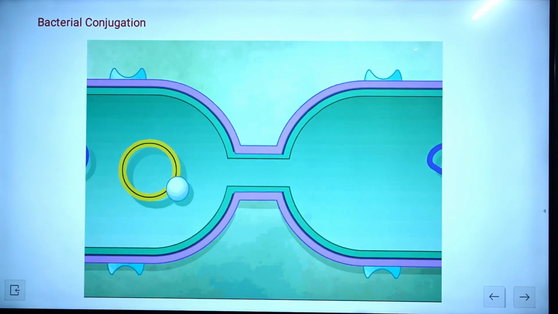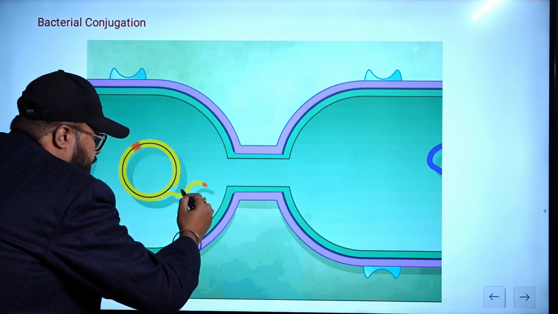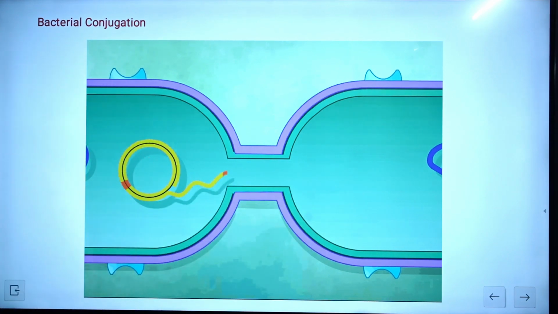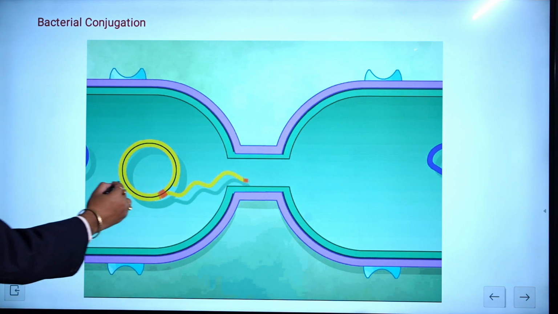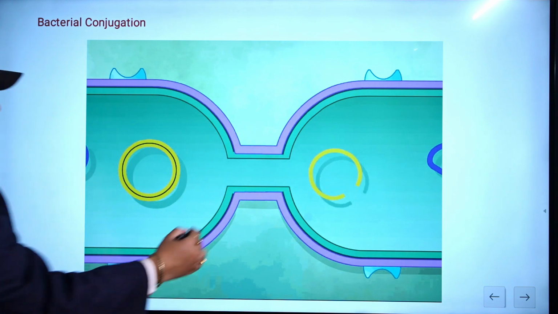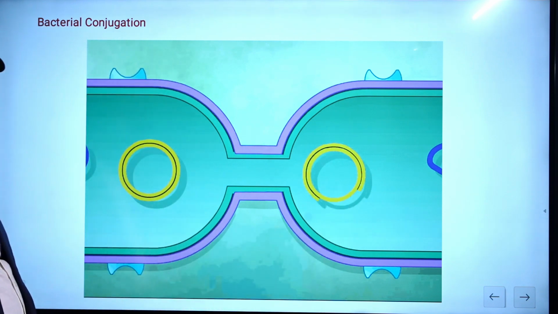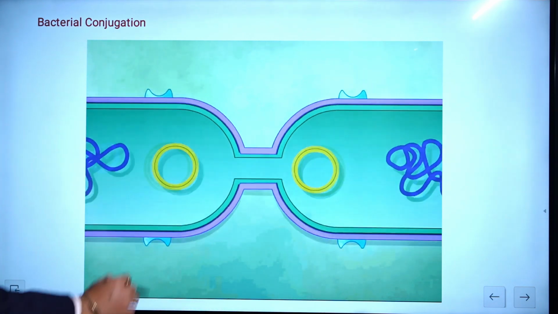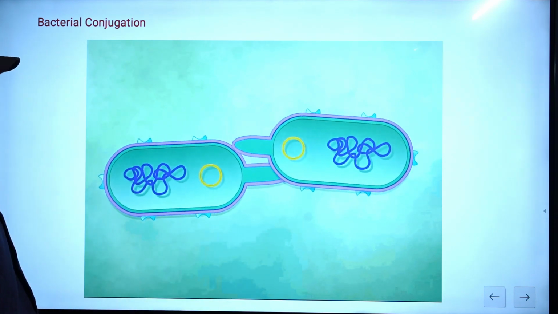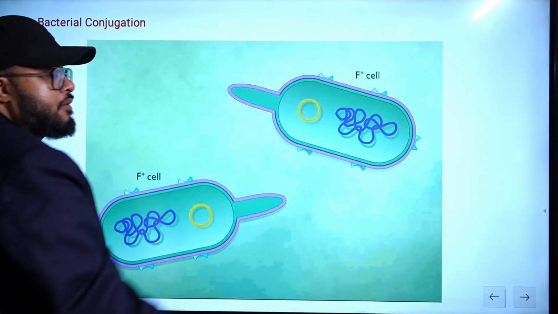The endonuclease enzyme cuts the plasmid DNA at a specific site called the origin of transfer, and one strand of the plasmid DNA is transferred from the donor cell to the recipient cell. The donor cell synthesizes the complementary strand to restore the plasmid, and the recipient cell synthesizes the complementary strand to become an F plus cell. Now the cells separate, and the bacterium, which was initially F minus, now becomes F plus after conjugation.